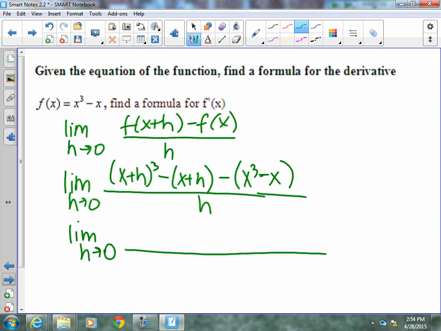Now, you can FOIL this first term 3 times, or you can memorize a formula that's on the cardboard sheet in the back of your book.